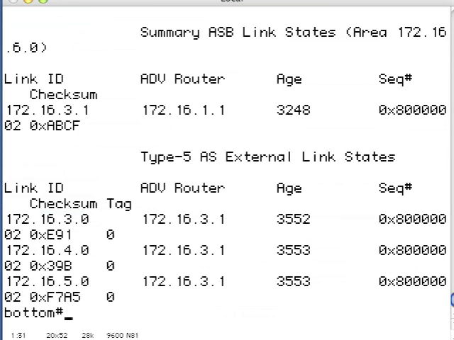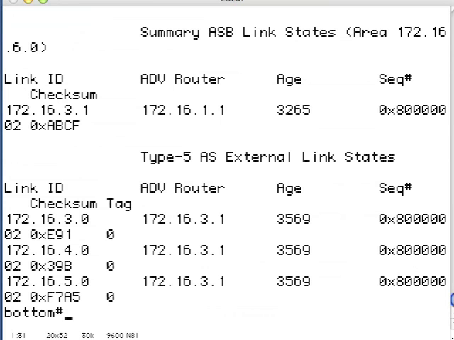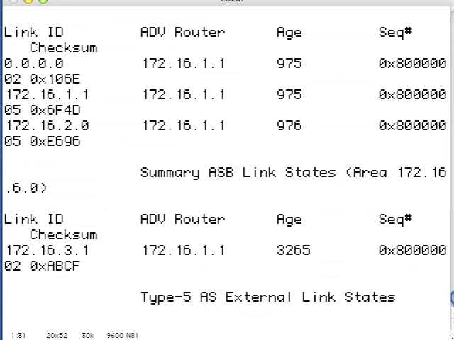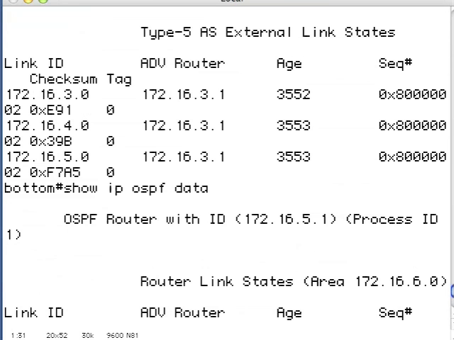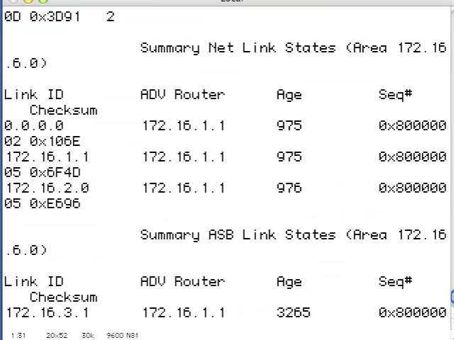And we're back after waiting a while. You can see here that the OSPF external link states have an age of 3,552 or 3,553 seconds. And then I'll hit refresh. 3,569 seconds. So we're almost to the 1 hour mark. And OSPF LSAs get reflooded periodically, and then they expire after an hour. Now, all of the other LSAs have been reflooded, and so they have a lower age.